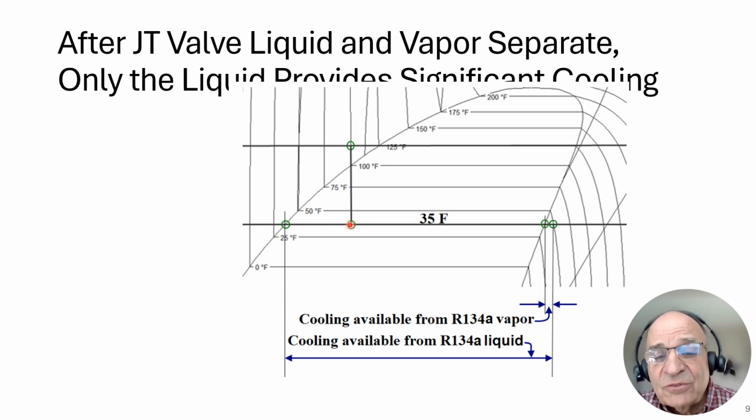The vapor that comes out of this flash has this property, and the amount of chilling that's available is just this little bit from here to here. So this is showing the cooling that's available from the vapor as that little bit, and the cooling that's available from the liquid as this much larger value.